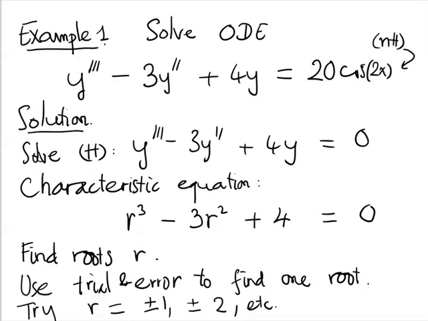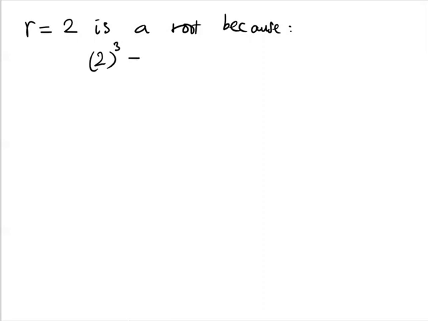Now for the purpose of this example, it turns out that we can use r equals 2, and this is a root. R equals 2 is a root because if you plug in, you will have 2 cubed minus 3 times 2 squared plus 4, which is 8 minus 12 plus 4, which is 0. So it is a root.